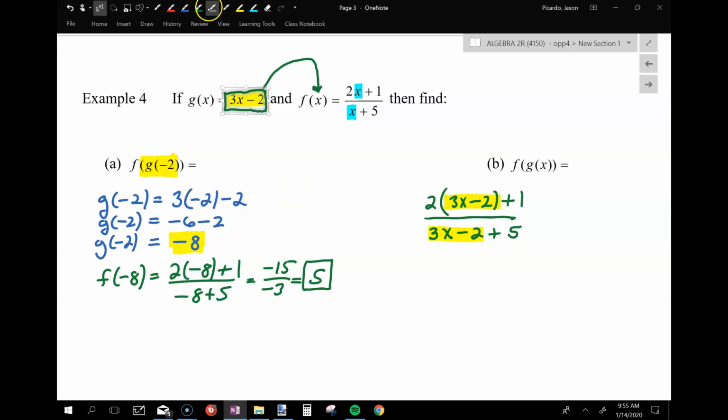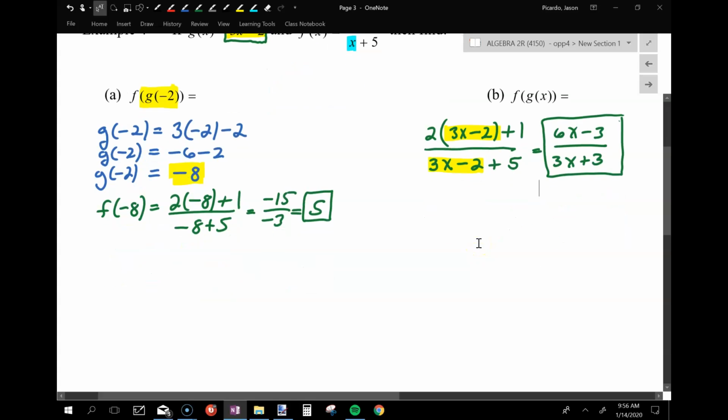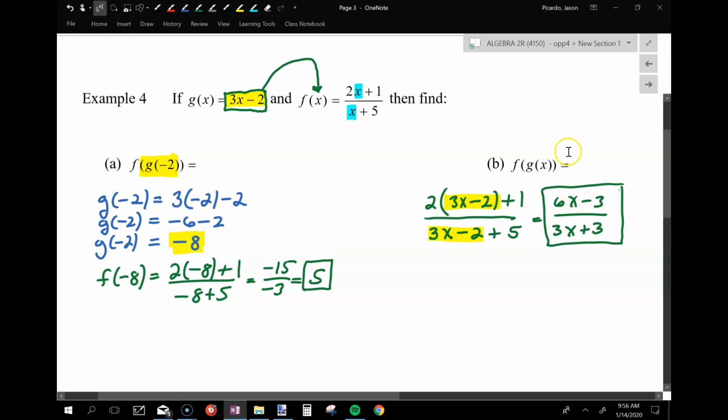So what does that give me? It gives me 6x minus 4 plus 1 over 3x plus 3. And we'll talk more about that concept in the next couple of days and why that's important for this unit. Everybody okay? Yeah, that's it. There's nothing to solve. We're done.